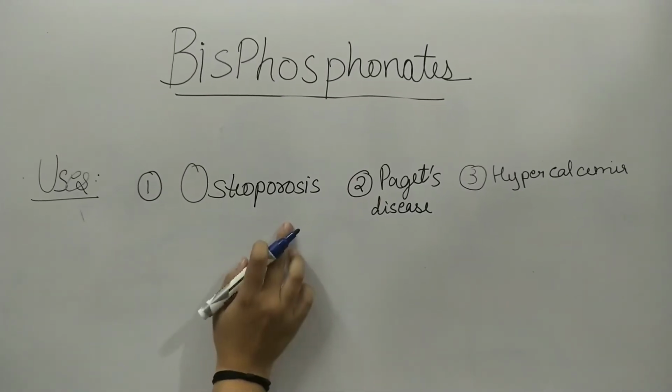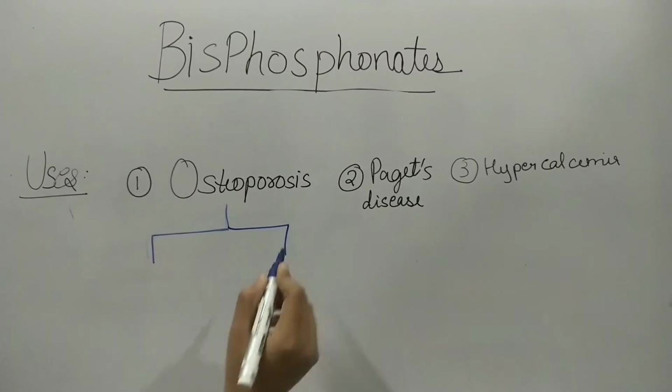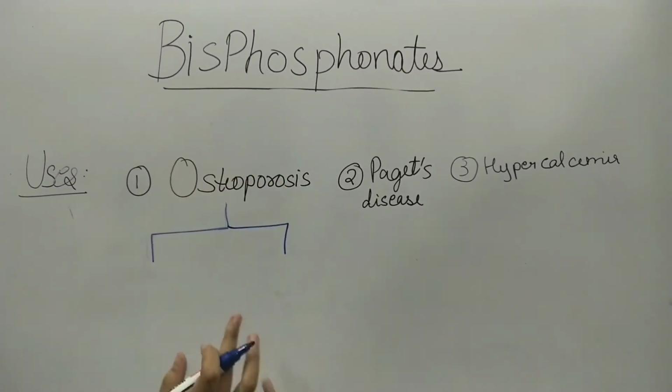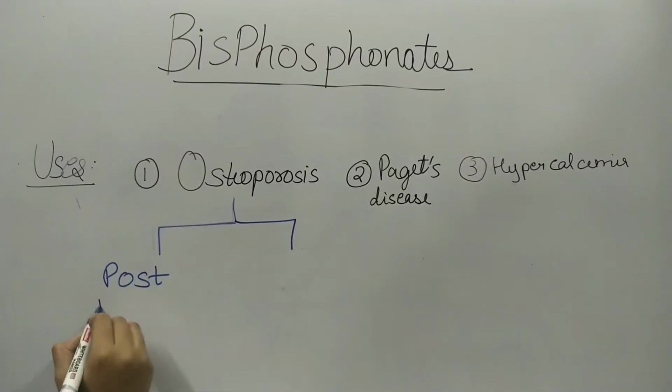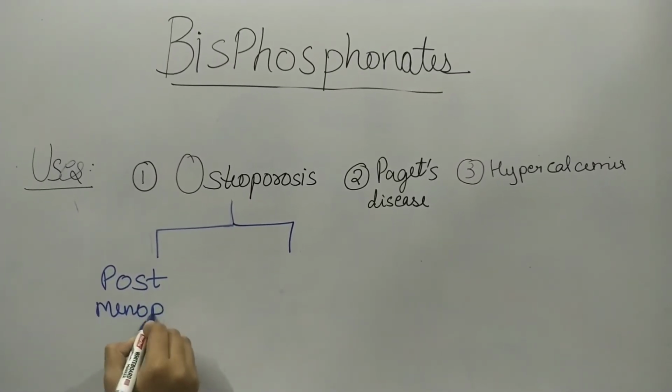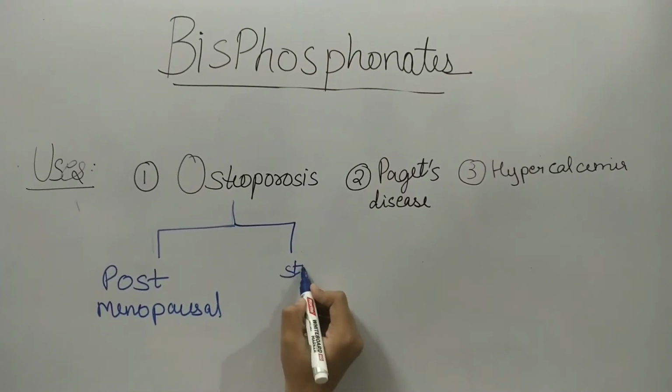First of all, osteoporosis. There are 2 types of osteoporosis in which the bisphosphonates are used. The first one is postmenopausal osteoporosis. And the second one is steroid-induced osteoporosis.